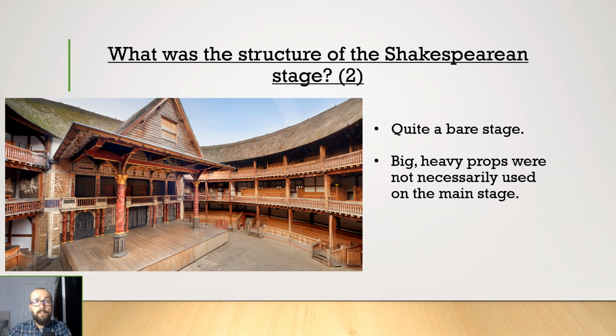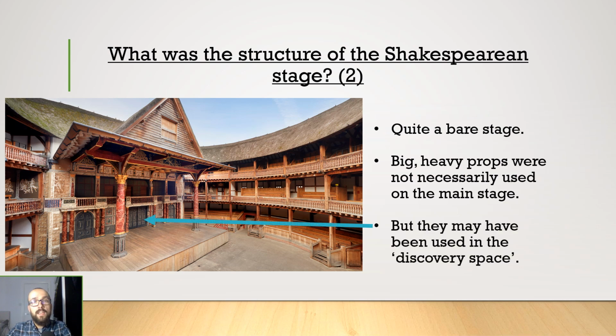Given that the Shakespearean stage was a thrust stage, stagehands were less able to take large props on and off the stage as they probably would have been seen by the audience. However, big, heavy props may have been used in the discovery space. Behind the big middle doors at the back of the stage was another space.